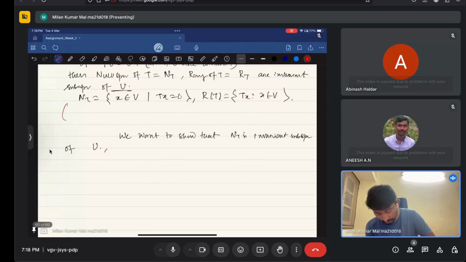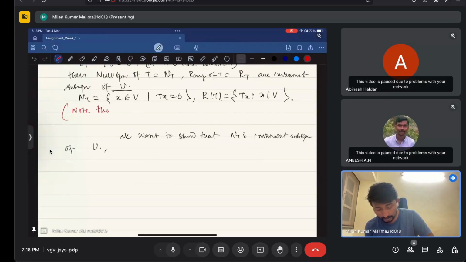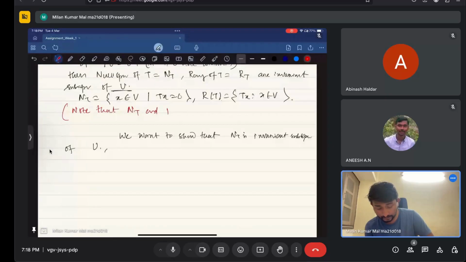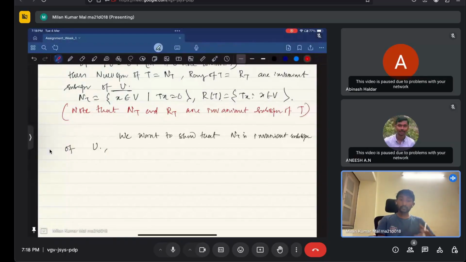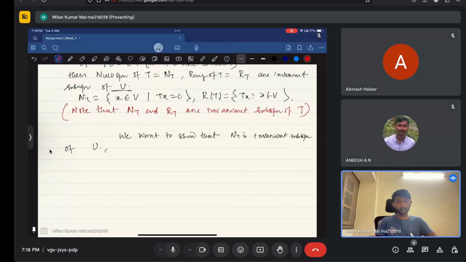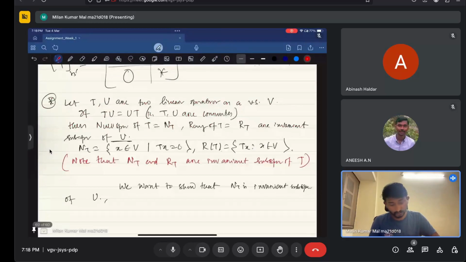Note that Nt and Rt are invariant subspaces of T, but they are also invariant subspaces of U, provided the fact that UT equals TU. That is something interesting, that is what we are trying to look at here.